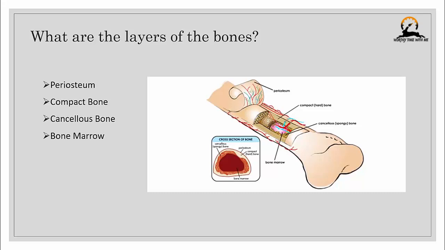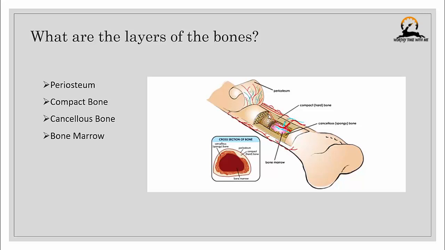The periosteum is a very thin membrane that contains blood vessels and nerves. You see, in this picture, it shows some green lines and blue lines. These are all nerves and blood vessels. The compact bone is the very next layer of the bone that is very smooth in texture, and it is the hard outer part of the bone. As you see, this is the compact bone.